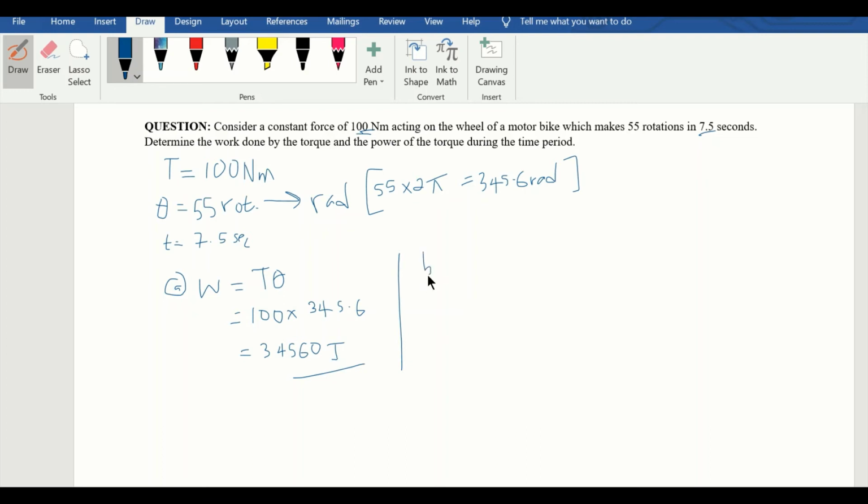Now, to get the power of the torque during the time period of 7.5 seconds, we know that power is equal to work done by the torque over time. My work done is 34560 joules. Divide by my time, 7.5. Now, when you put this in your calculator, you should get 4608 joules per second, or 4608 watts. So that is the final answer.